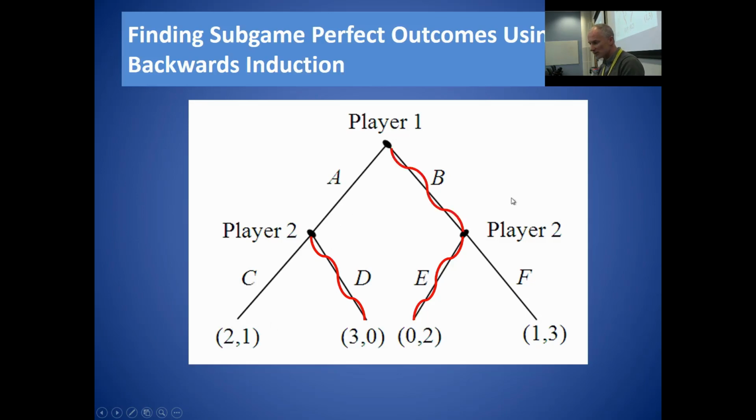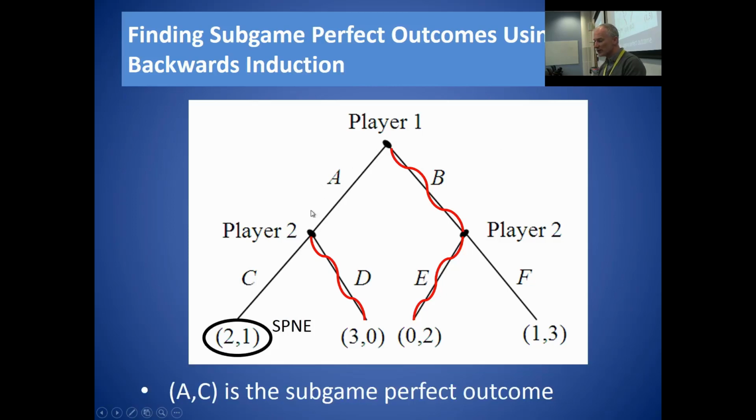And that leads us down this terminal history here of A, C. Player 1 chooses A, followed by player 2 choosing C. And that is our subgame perfect Nash equilibrium. Or I'll use these terms interchangeably in lectures. I'll also describe that as a subgame perfect outcome.